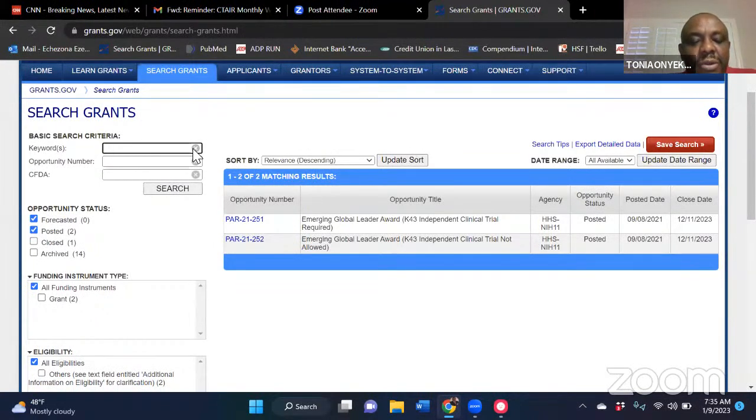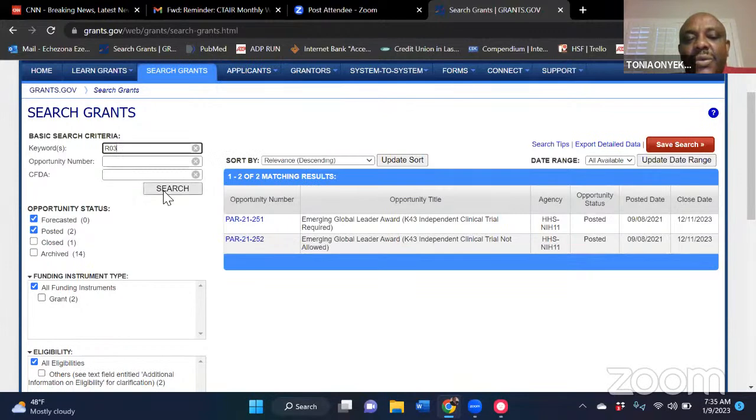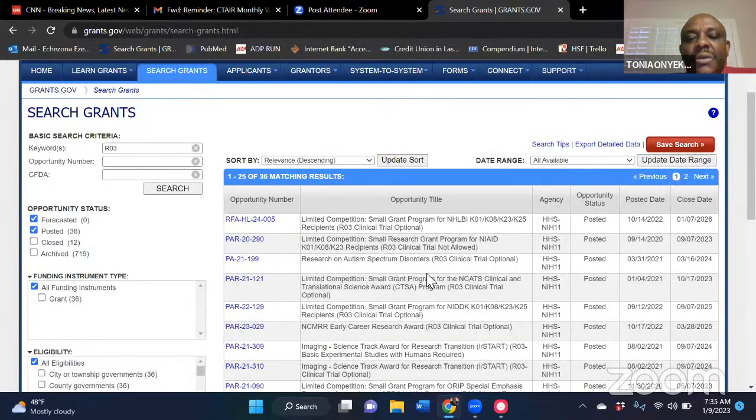So we talked about the R03. Let me put in here R03. That's all I put in here, and I do a search. You can see those 2,000 came down to 36. So what I'm going to do here is take one of the R grants, and show you, when you open this grant, what should be an important thing to you.